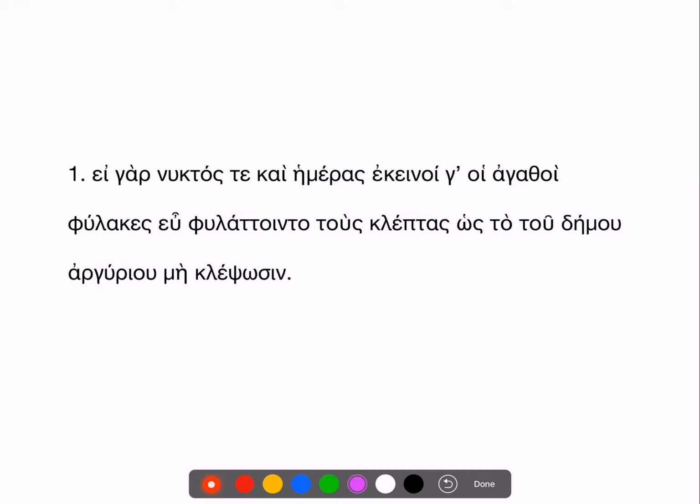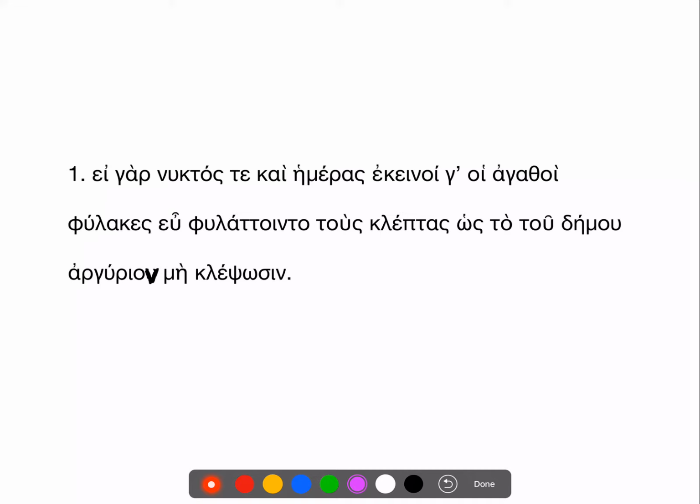Now let's do a longer sentence. Let's do one of the exercises. This is exercise 1. Ei gar nuktos te kai hemeras ekeinoi hoi agathoi phulakes eu phulattoint' tous kleptas hos tou demou argurion mē klepsosin. I think there's actually a typo here, and I'm going to fix it right now. It should be argurion. That should be an nu. Made a mistake when I was typing. All right. So there we go.